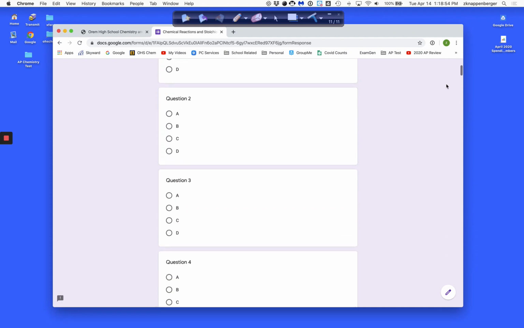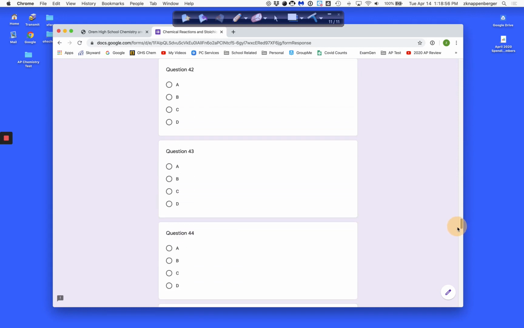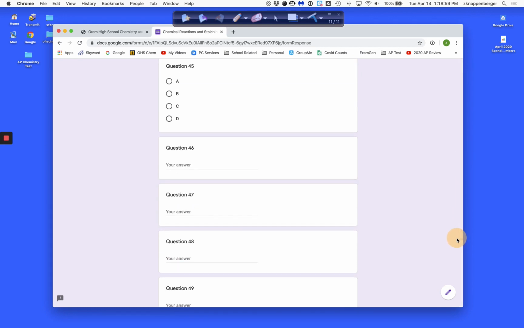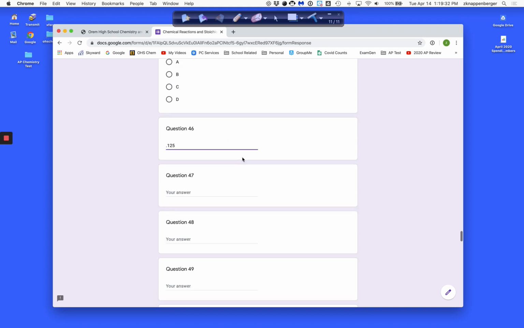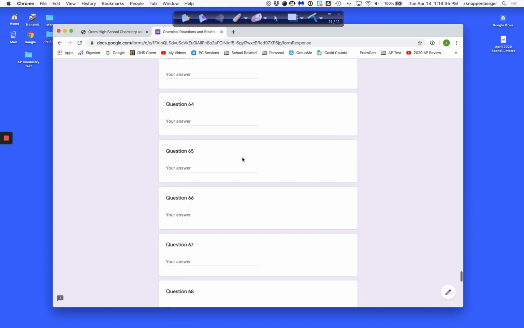Notice it goes 1 through 45. Then starting on number 46, you will start typing in your answers. Notice, like we talked about before, you'll be typing in the numbers that fill in the blanks. Again, for the example we looked at, which isn't the answer, if you wanted to enter 0.125 grams of copper, which it's not, you could put 0.125 or just .125. Again, do not put units and be careful of significant digits. Then you'll continue along with that.